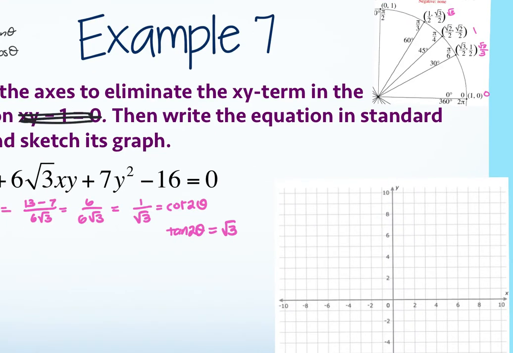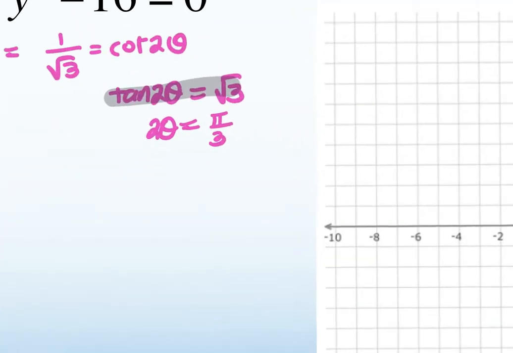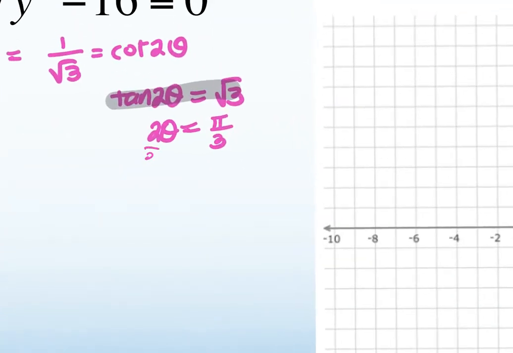So if I do that, I've got tangent of 2 theta equals root 3. Which angle has root 3 as its tangent? Not yet. You've got to get rid of the tangent first. So it'll be pi over 3. So 2 theta equals pi over 3. And then the last step on this one is to divide both sides by 2 or multiply by a half, and theta equals pi over 6. So you have to find out what it is. Find the angle, then divide by 2. Yep.